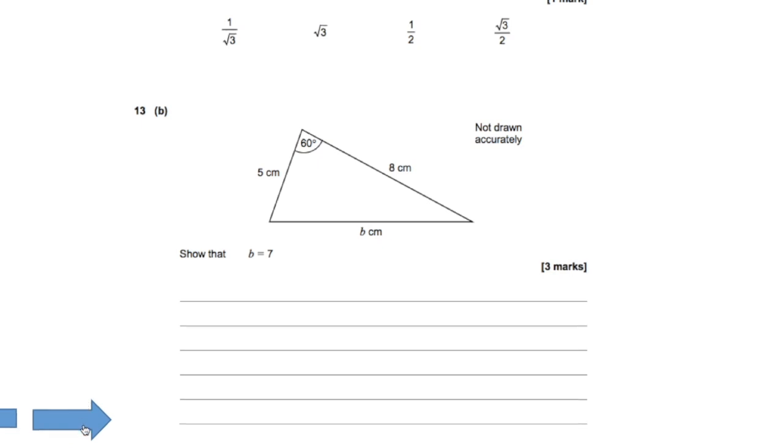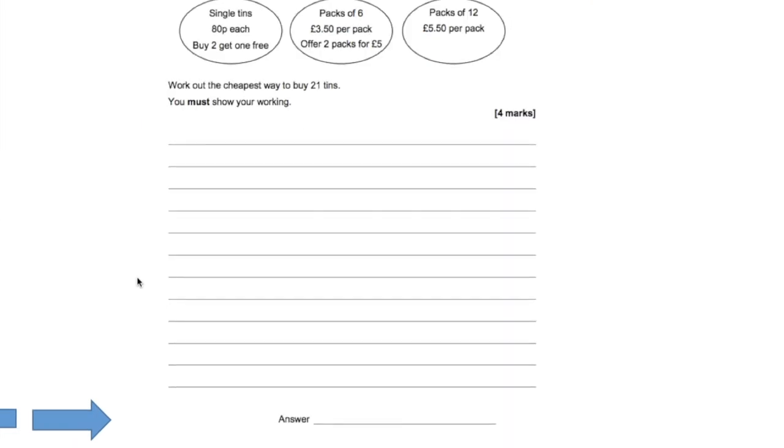Okay. Question 14. With question 14, we're going to have to look at the cheapest way to buy 21 tins if we've got all this dog food.